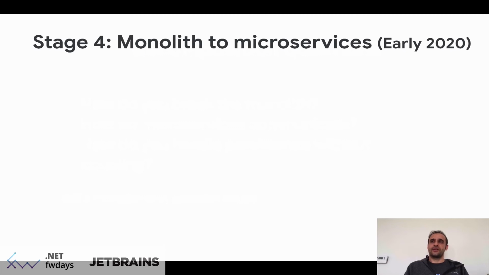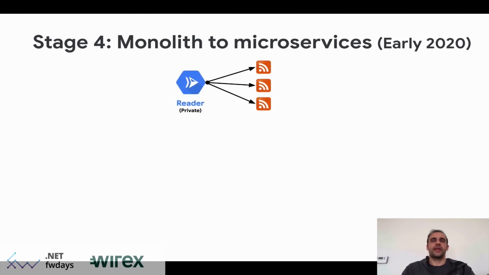So now, in early 2020, so the beginning of this year, I finally took upon to break the monolith into microservices. And this is what we ended up with. So first, we realized that we have three services: the reader, who reads the feeds, the transformer, who transforms them into a common format, and the web API. So we had to have these three separate services.